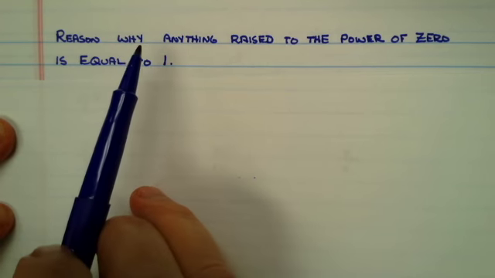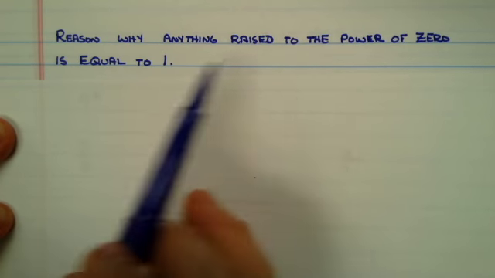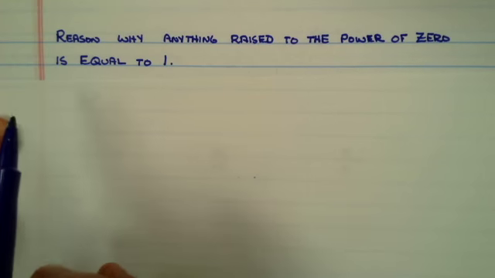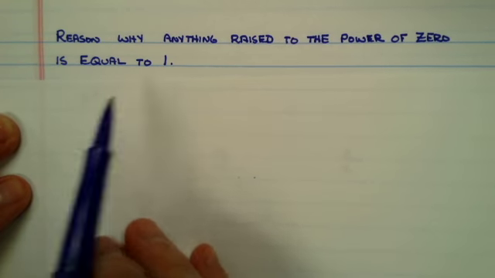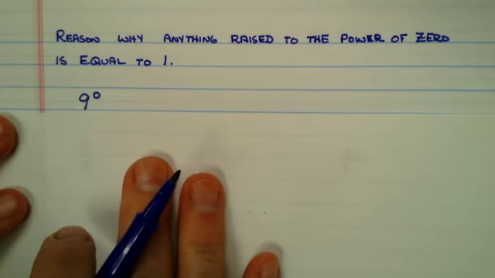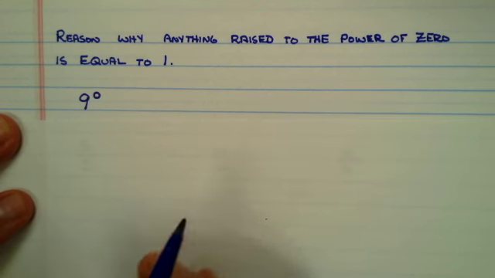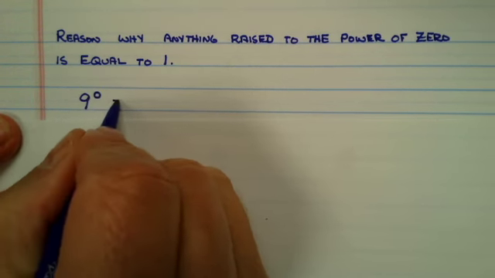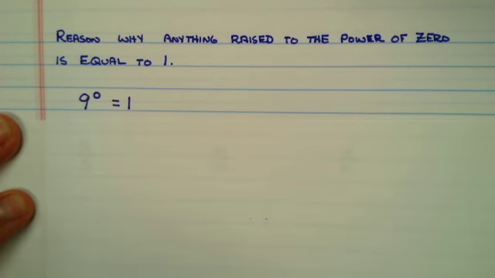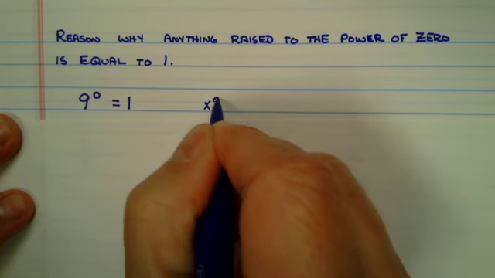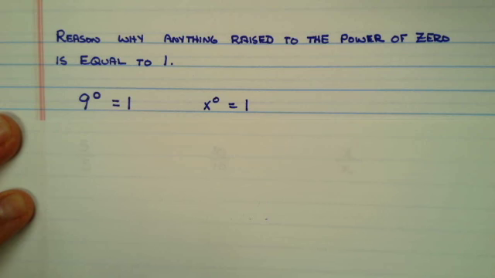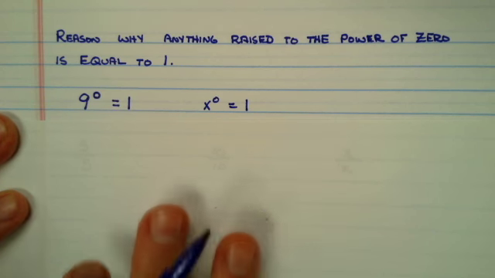The reason why anything raised to the power of 0 is equal to 1. We're going to go over why something raised to the 0 power is always going to be equal to 1. So 9 raised to the 0 power is 1. X raised to the 0 power is 1. Anything raised to the 0 power is 1. Here's the reason why.